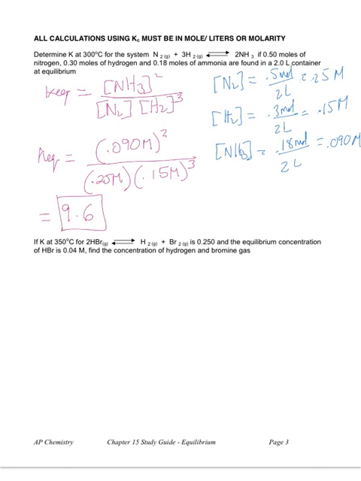Now, what does that 9.6 signify? Well, it's a higher number than 1, so that tells us that this reaction is product favored, meaning that there are more products at equilibrium than there are reactants. So at equilibrium, there are more products than reactants.